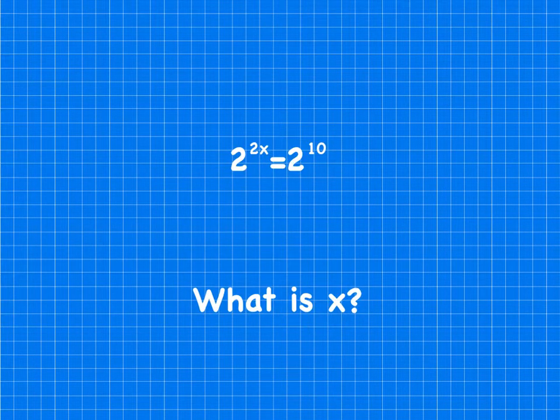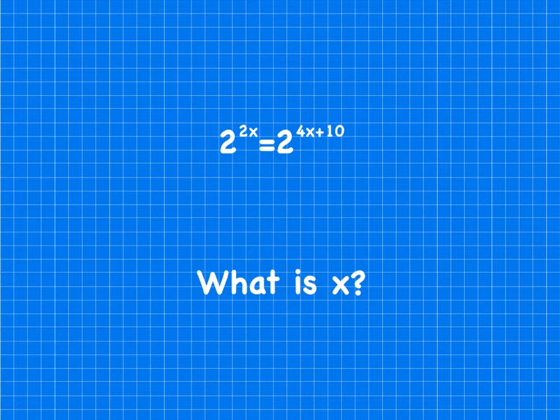Now I have 2 to the 2x and 2 to the 10th. And once again, same base already. So my exponents, again, have to be equal to each other. So 2x equals 10, divide by 2, and x equals 5.